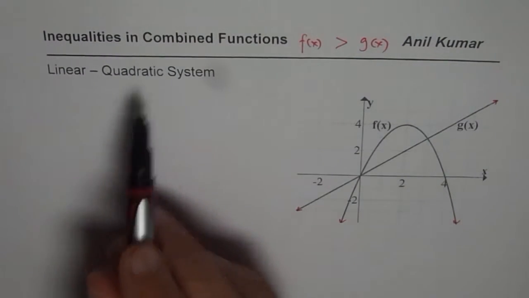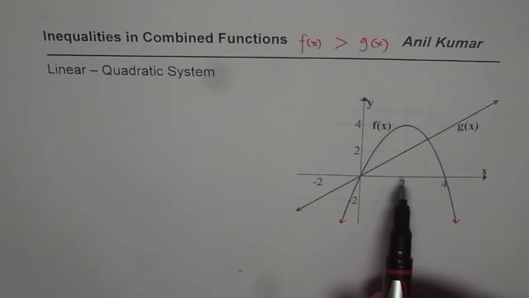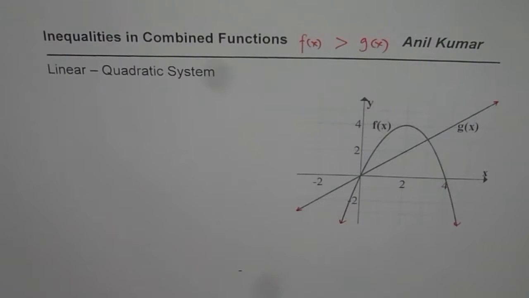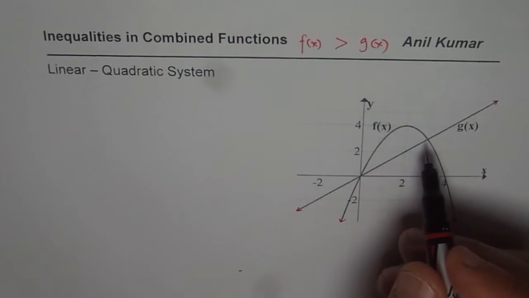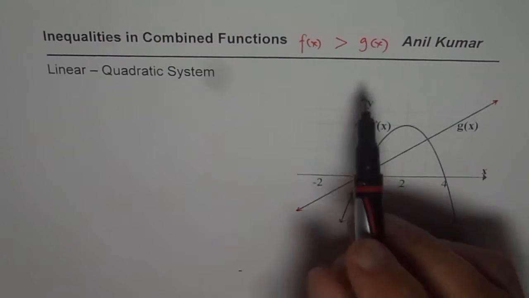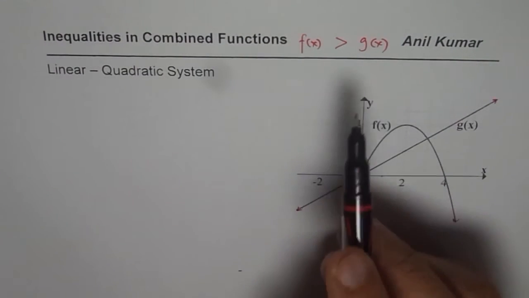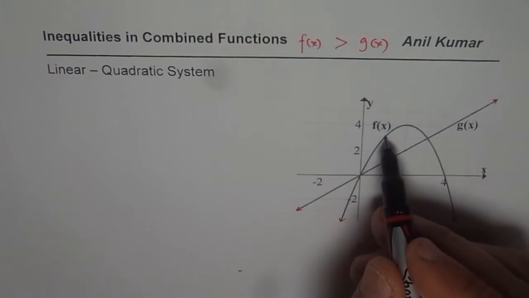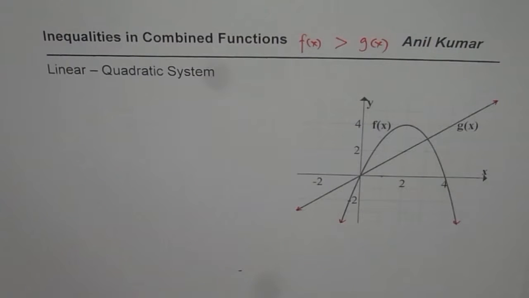So it's a linear quadratic system, and we are looking for a solution of f of x greater than g of x, where f of x is the parabola and g of x is a line as shown in the graph. You can pause the video, answer this question, and then see my solution. From the graph, for each value of x, we compare y values. If we want f of x greater than g of x, then the interval wherever f of x values are higher than g of x will be part of our solution.